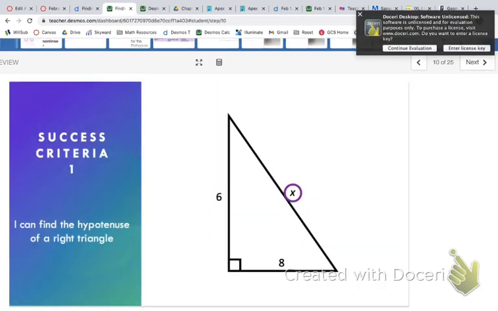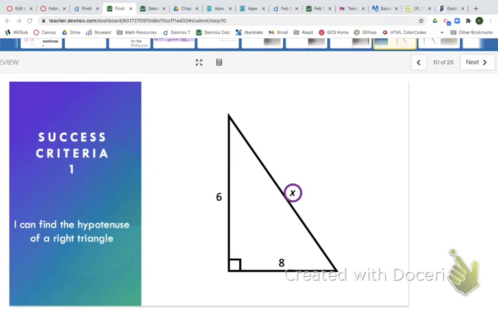All right, so success criteria number 1 is called I can find the hypotenuse of a right triangle. Remember, the hypotenuse is the longest side, and it's also the side that's across from the right angle. So as long as you find the right angle, it will point to the hypotenuse.